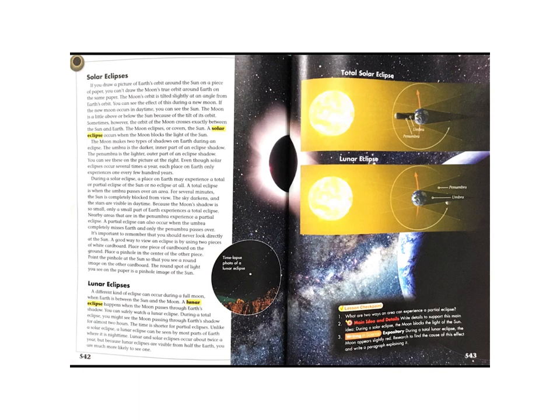If the new moon occurs in daytime, you can see the sun. The moon is a little above or below the sun because of the tilt of its orbit. Sometimes, however, the orbit of the moon crosses exactly between the sun and the Earth. The moon eclipses or covers the sun. A solar eclipse occurs when the moon blocks the light of the sun.